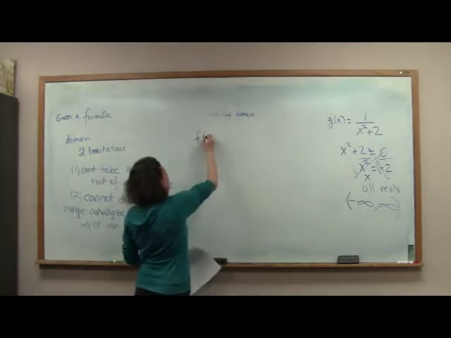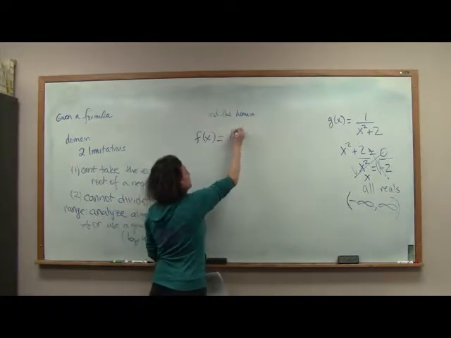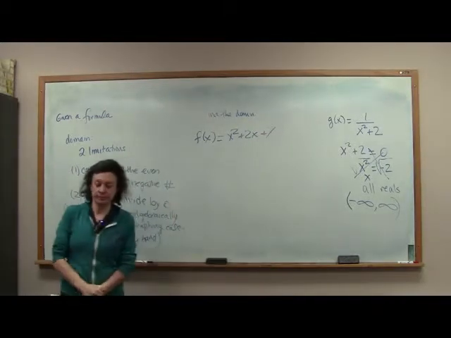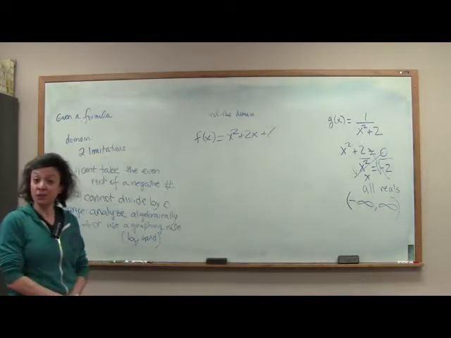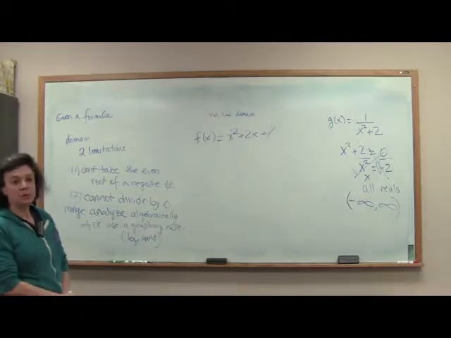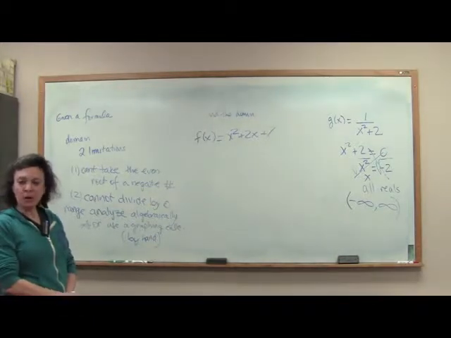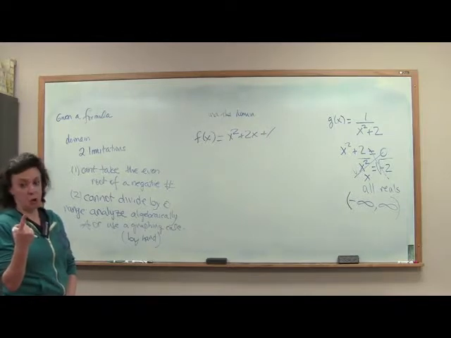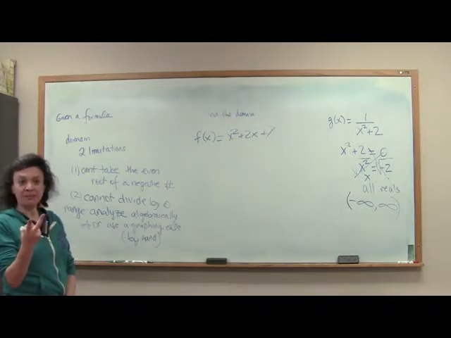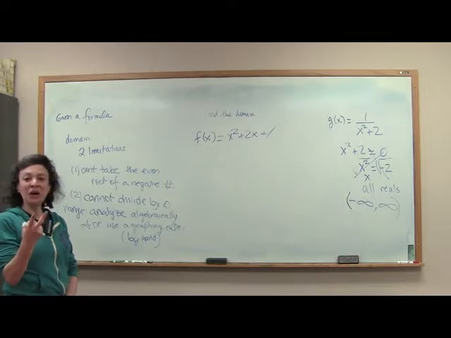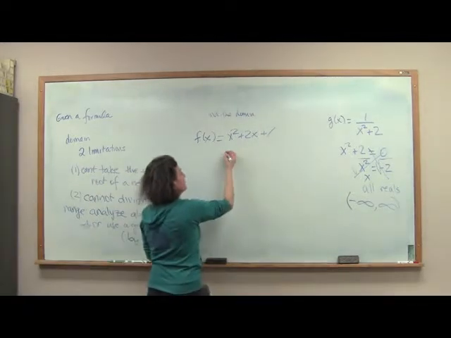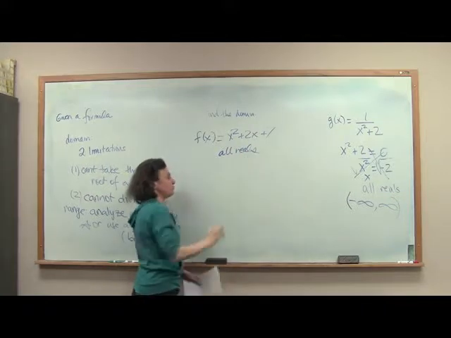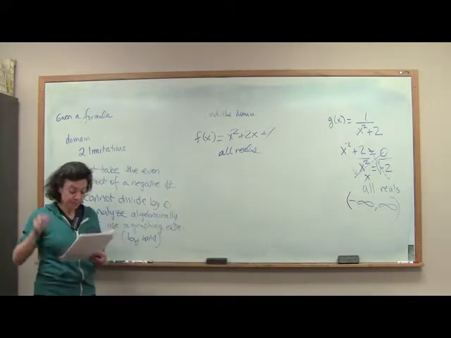What if now my function was x squared plus 2x plus 7? And I asked for our domain. Well, again, we go through our questions. Number 1, do we have to worry about taking an even root? Nope. Do we have to worry about dividing by 0? No. So, since there's no restrictions, again, our solution here is all real numbers.